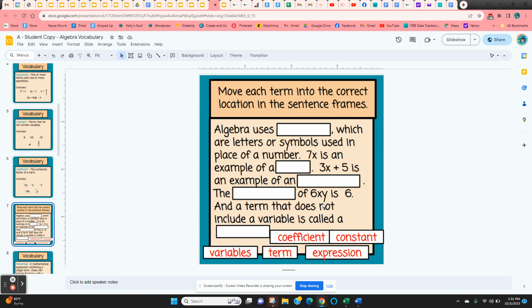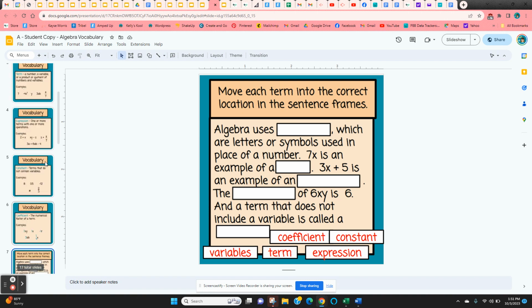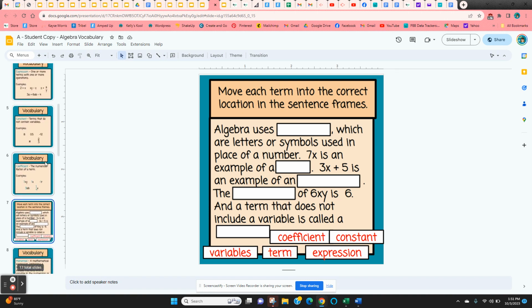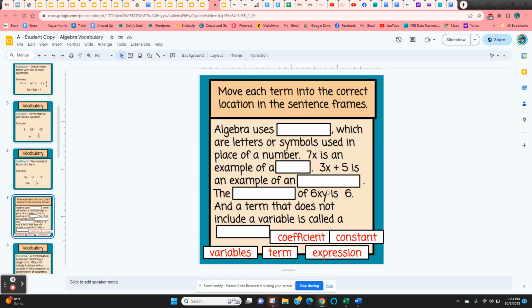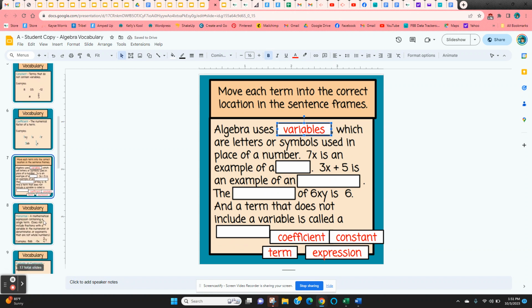Now, after you've gone over all of these terms, students are going to place these terms in the correct place in the sentence frame. They can scroll back to the previous slides if they need to, but they're going to move these into place. So the first one: algebra uses variables. They just click and hold on the edge of variables and move that into place. Same thing with the other terms.